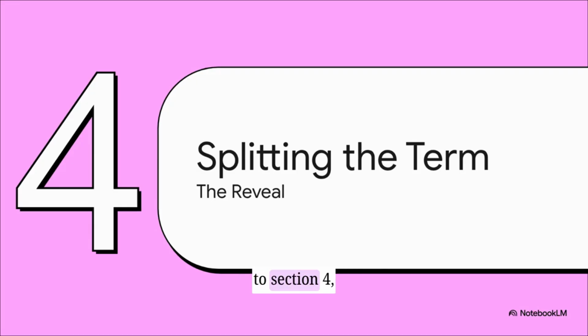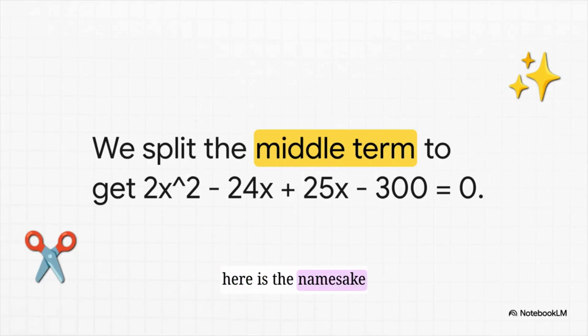Which brings us to section 4, splitting the middle term, the reveal. We've cracked the code on those target numbers, so let's plug them back into our equation and see what happens. And here is the namesake of this whole method. We take that single tricky x from the middle of our original equation, and we literally split it into negative 24x and positive 25x. Now, the actual value of the equation hasn't changed one bit. Negative 24x plus 25x is still just 1x.